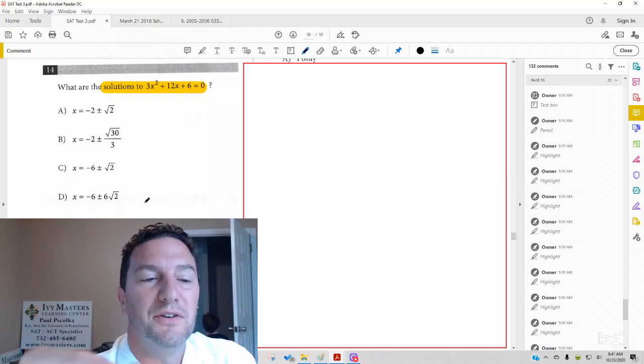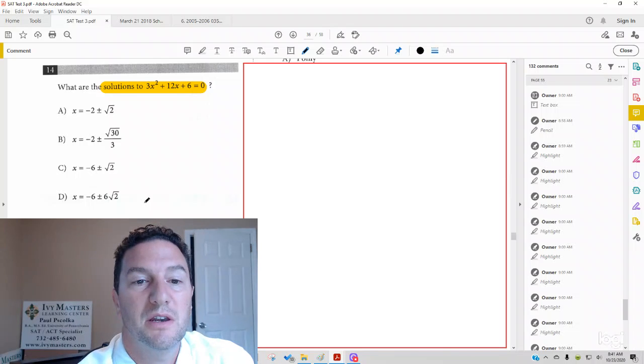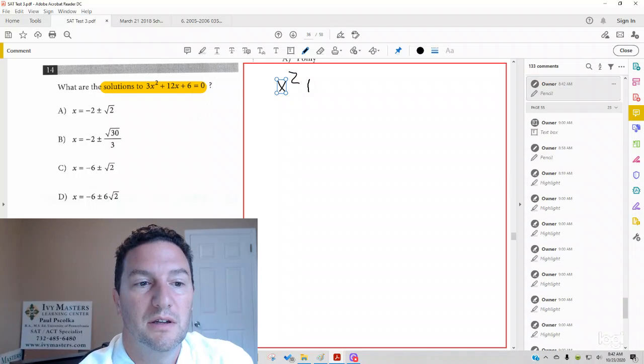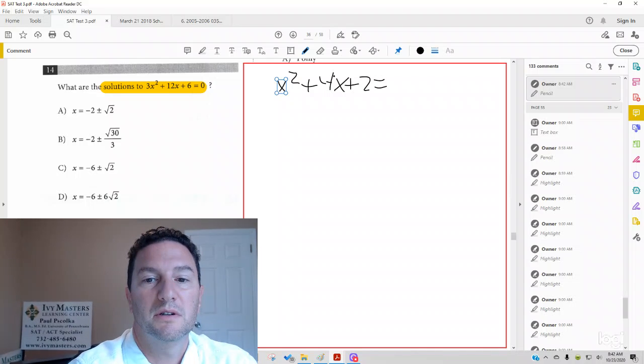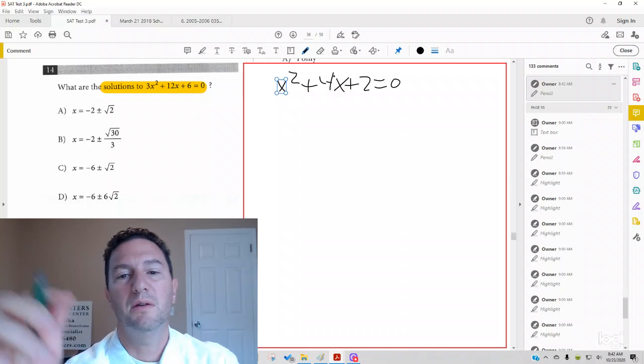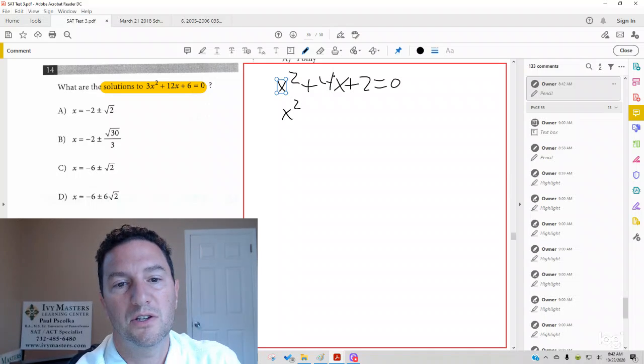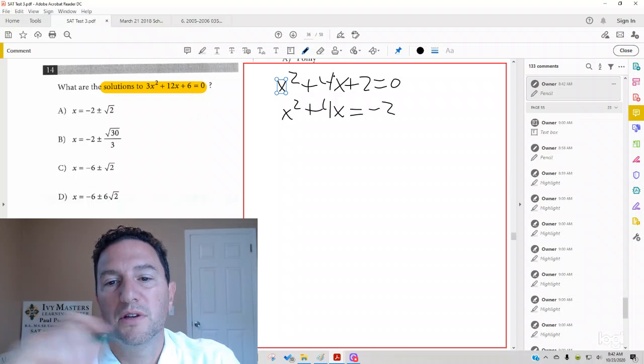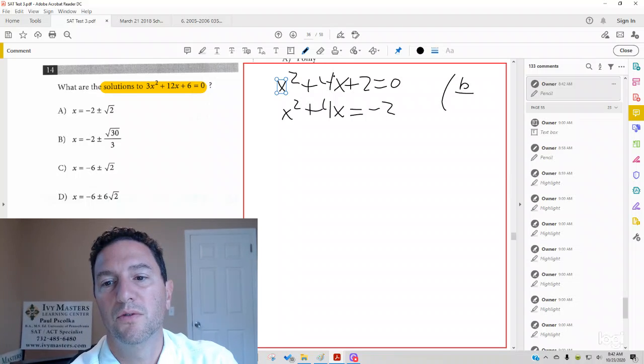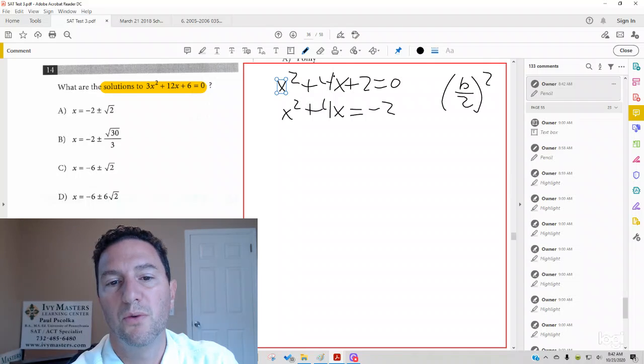And now what we're going to do is I'm just going to pick it up with the x squared plus 4x plus 2, which is what we had before, equals 0, because we already pulled the 3 out of there. And now if we complete the square, what you want to do first is get the constant to the other side. So if I subtract 2 from each side, I get x squared plus 4x equals negative 2. And now to complete the square, what you do is you do b over 2 quantity squared. Remember your b here is 4. 4 over 2 is 2 squared is 4.